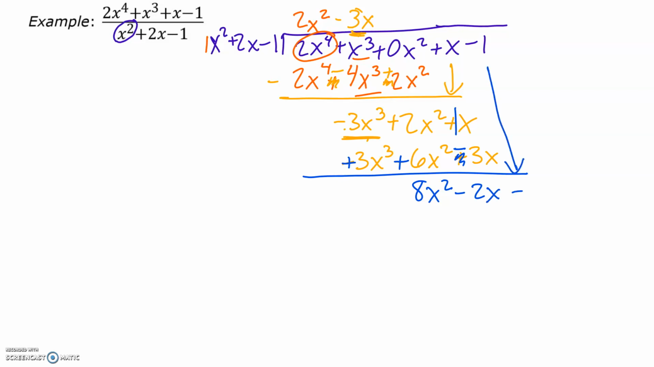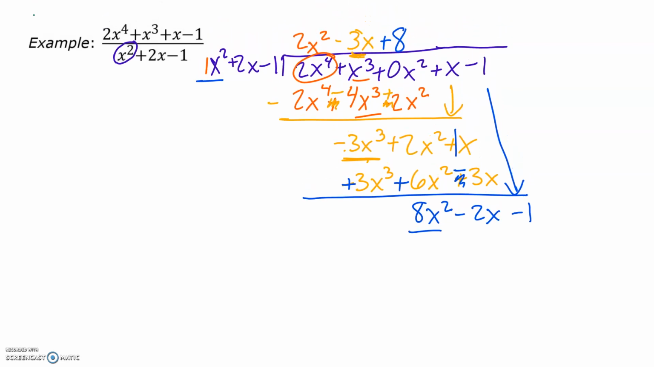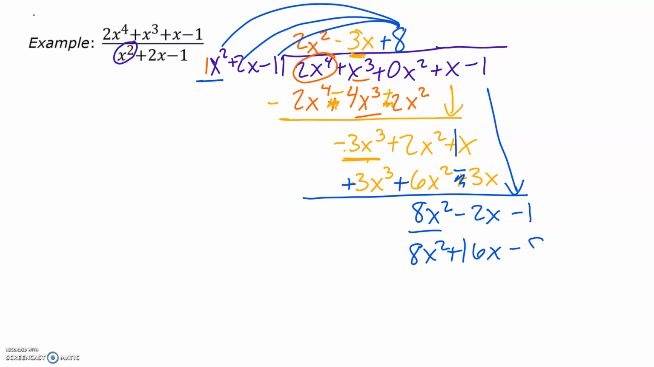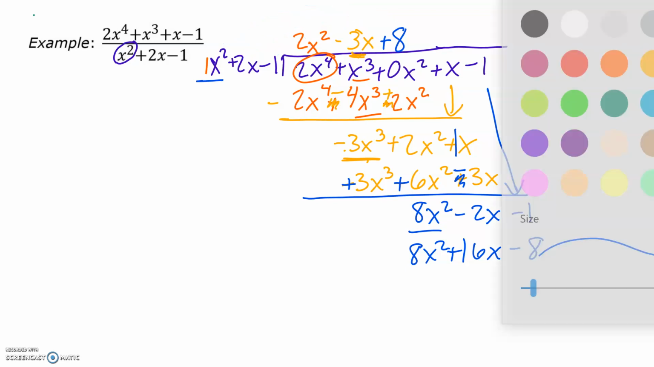Bring down our last term here, which is negative 1, and we need to take a look to see what would multiply with 1x squared to give me 8x squared, and that would just be a positive 8. Now we need to distribute that 8 to the terms, so we would end up with 8x squared plus 16x minus 8.